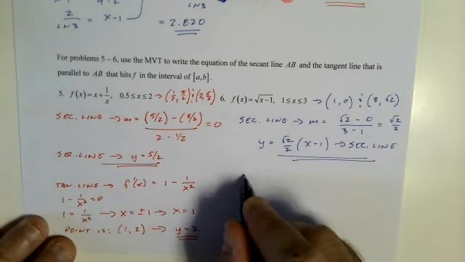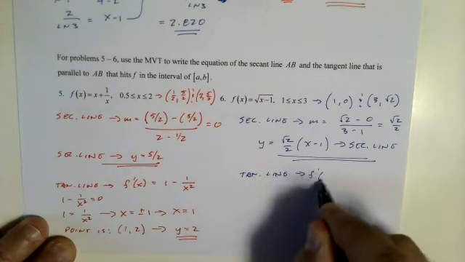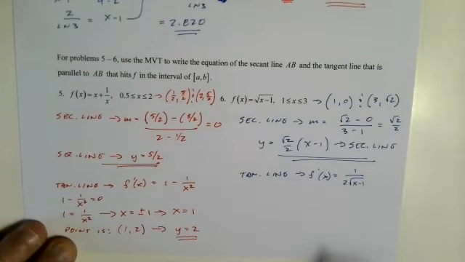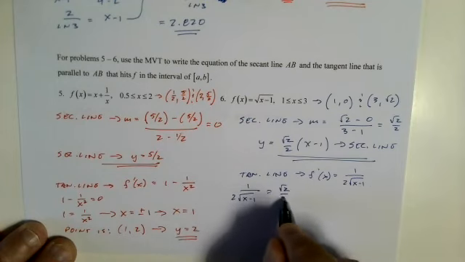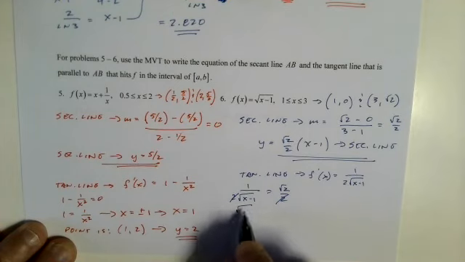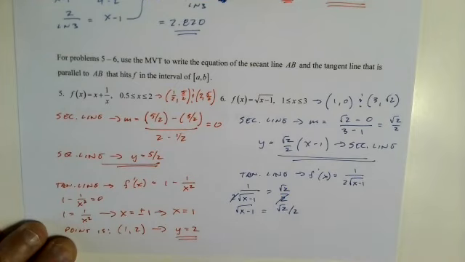And then the tangent line, f prime of x equals 1 over 2 root x minus 1. That has to equal √2 over 2. 1 over 2 root x minus 1 equals √2 over 2. I get rid of these guys. And then I can say that root x minus 1 equals 1 over √2, also known as √2 over 2. Square both sides, I get x minus 1 equals 1/2, x equals 3/2.